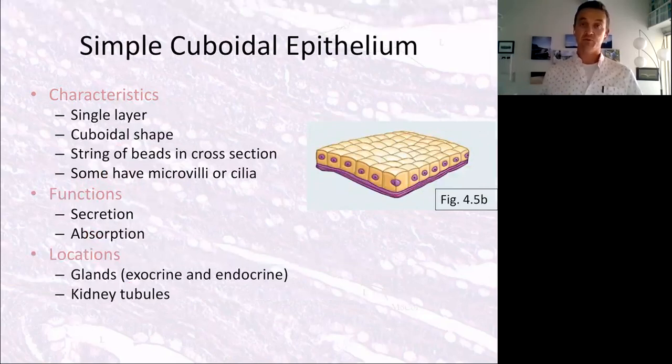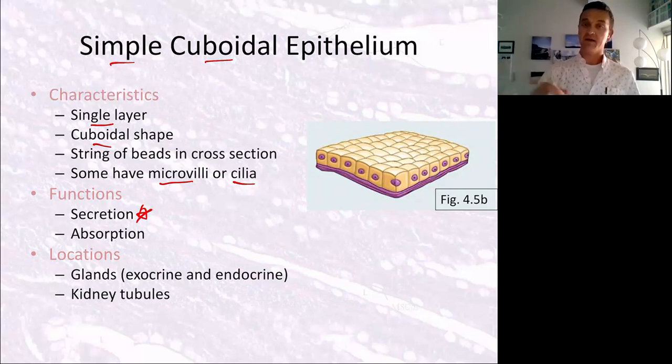So then the simple cuboidal epithelial tissue, again single layer because it's simple, cuboidal shaped there. And this looks really like a string of beads when you have a cross section. I'll show you one of those in a sec. Some of these have microvilli or cilia, others don't. Their main jobs are to secrete things, which means send things out of cells, out of the body, like in the kidneys when we want to remove things like too much hydrogen ions. Or absorb things, and that would be bring things in. So we see these in our glands, and then we see these in the tubules that go through our kidneys.